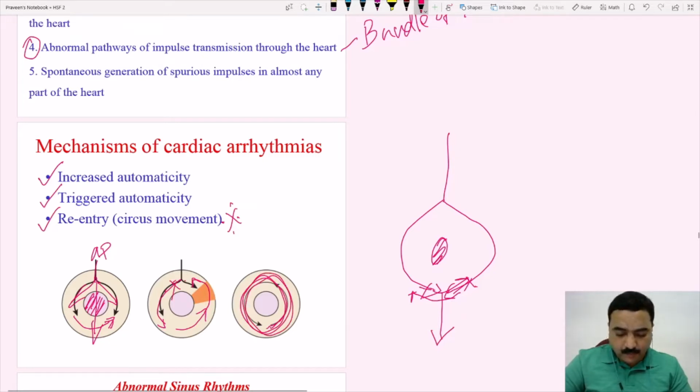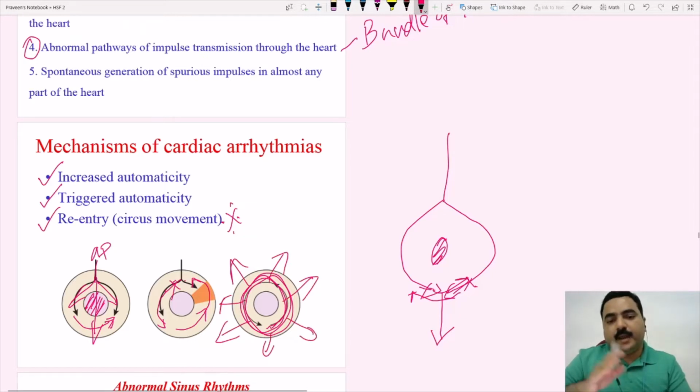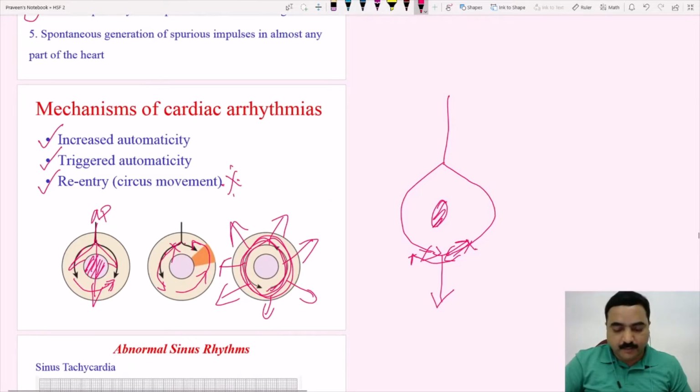Not only does it go round and round, it starts sending impulses from this location to all other parts of the heart. So it keeps going round and sending impulses from that spot to all other parts, and this creates arrhythmias. This is one of the classical causes of major arrhythmias. So please make sure that you remember this point very thoroughly.